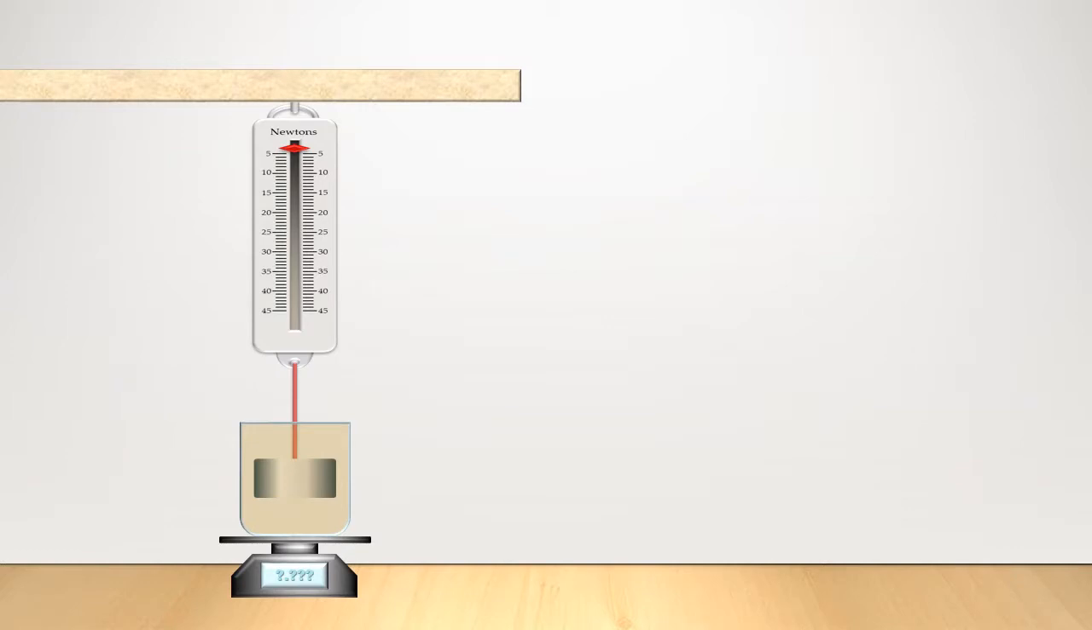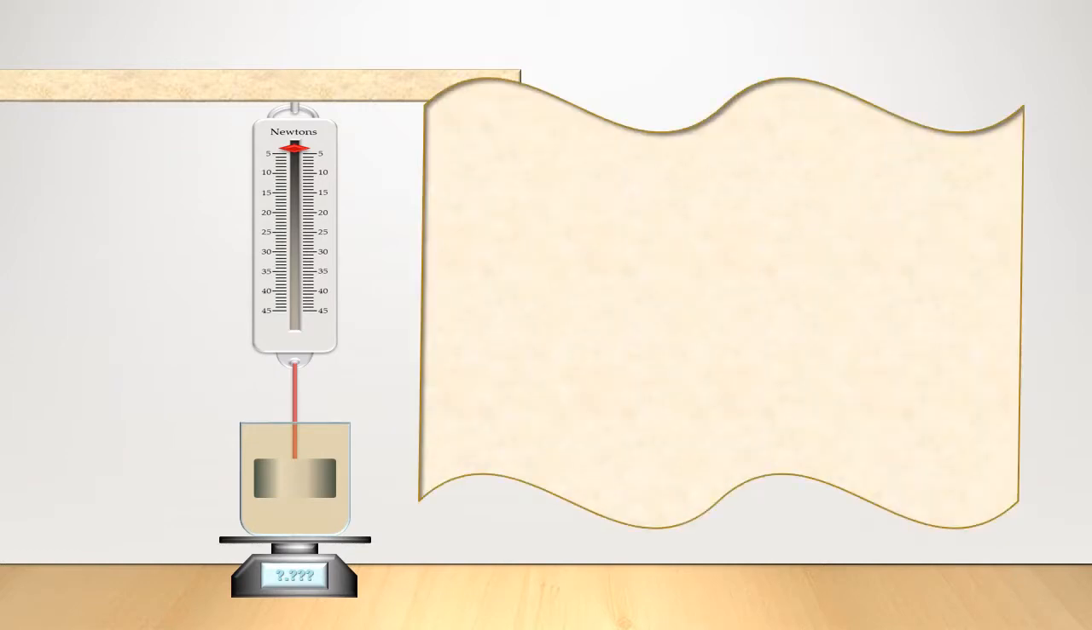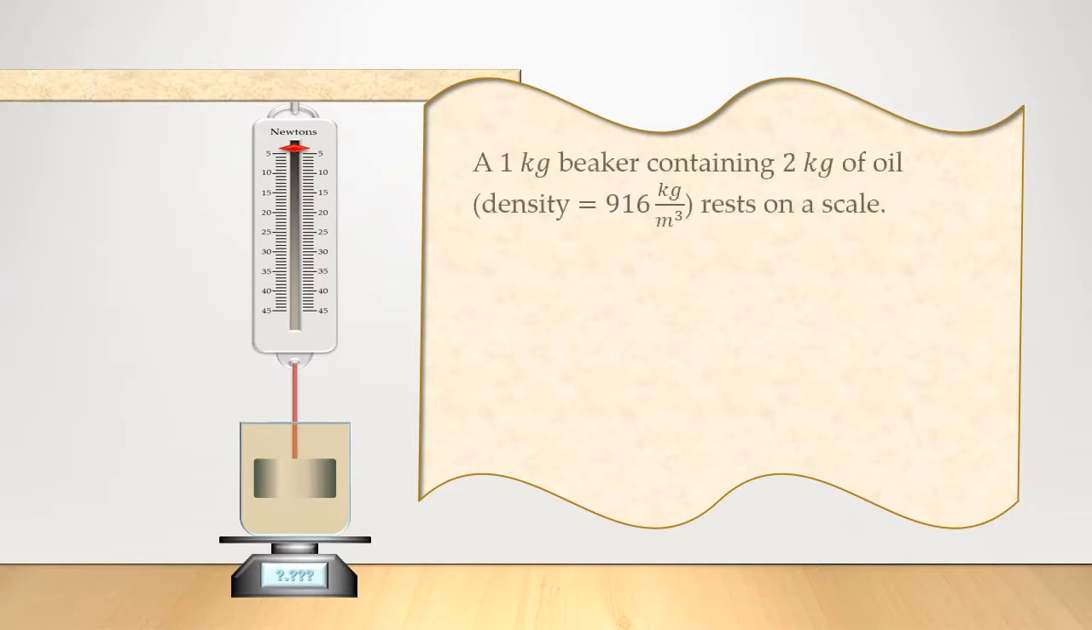Let's look at a physics problem that involves several areas of physics. So here is an apparatus, and the problem states the following. Suppose you have a 1 kilogram beaker containing 2 kilograms of oil, and the density of that oil is 916 kilograms per cubic meter, and it's resting on a digital scale, as you see there.